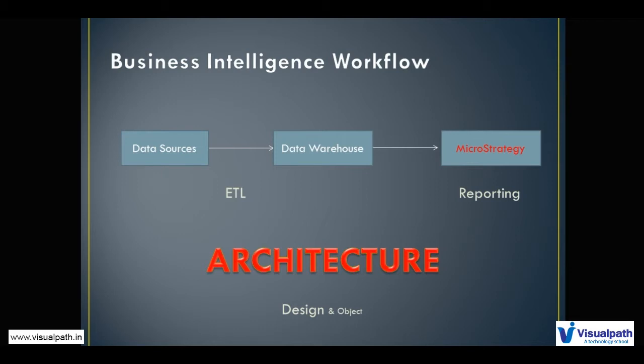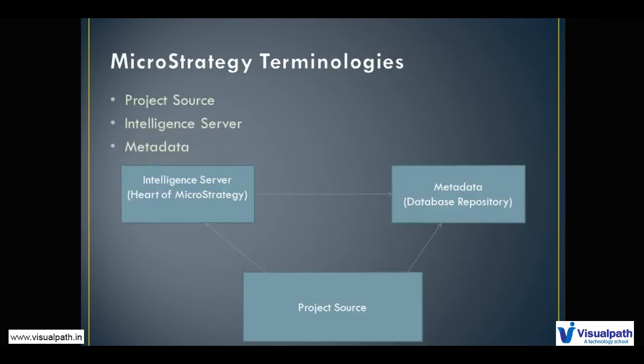But before understanding the design architecture, there are a few terminologies which we need to understand, so we will first touch base on that. Very simple MicroStrategy terminologies. The three terminologies we need to understand in today's session are project source, intelligence server and metadata.